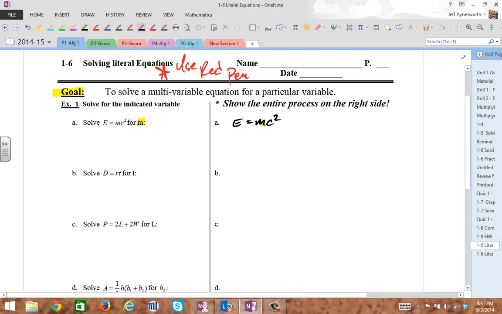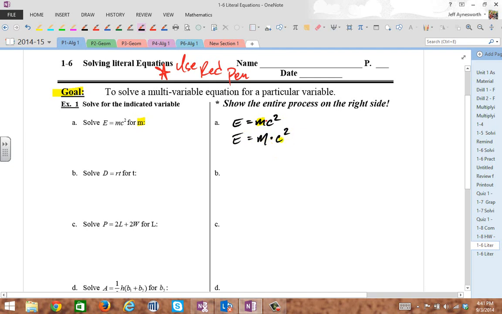But anyways, we're going to solve for the variable m, and right now m is being multiplied by c squared. And you have to understand it's being multiplied. mc squared is m times c squared. I'm going to write it like that, and put a dot there, because you have to understand that mc squared stands for m times c squared. And a lot of people don't even realize that.